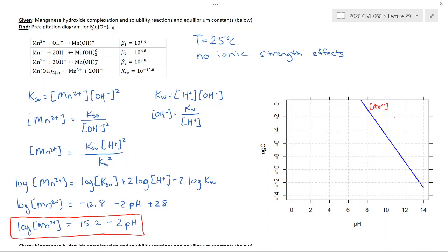But if you're plotting this by hand, what you want to do is solve the equation at a couple of points. So for example, at a pH of 10, log manganese is equal to negative 4.8, and at a pH of 8, log manganese is equal to negative 0.8. So then you have 2 points, you can plot them on your diagram and then just join the points, and you have your first line on the precipitation diagram.